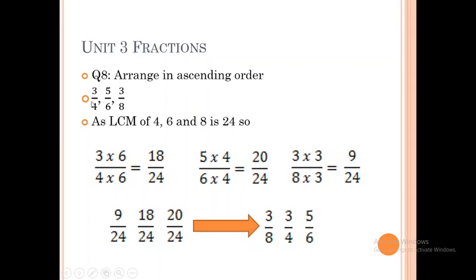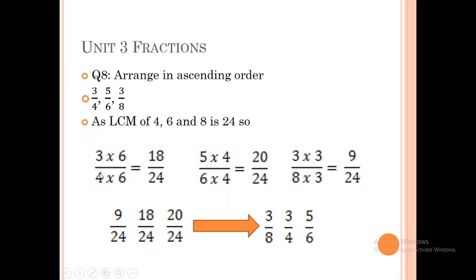Three fractions are given here, 3 by 4, 5 by 6 and 3 by 8. We have to arrange them in ascending order. Ascending means from smaller to greater. So first check the LCM. LCM of 4, 6 and 8 is 24. So we will convert these fractions into fractions with denominator 24.